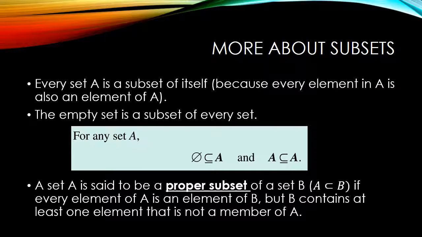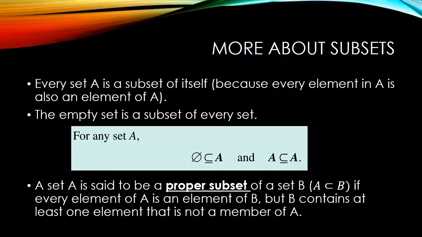Now, a set A is said to be a proper subset of B if every element of A is an element of B, but B contains at least one element that's not a member of A. Okay, I know that may have sounded a little confusing. Let me try to sort that out.